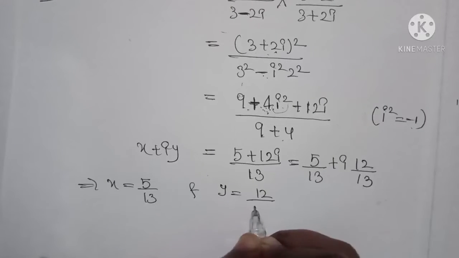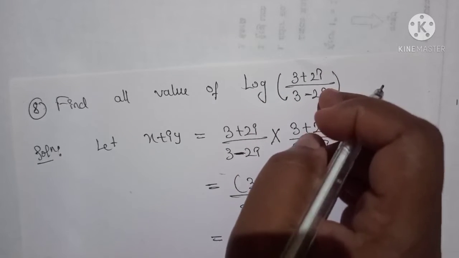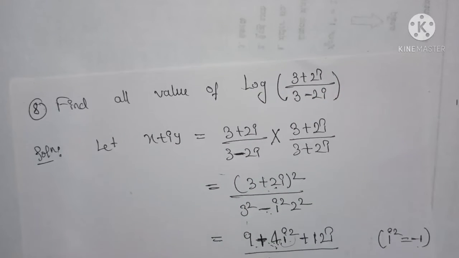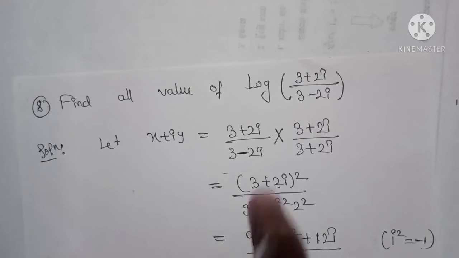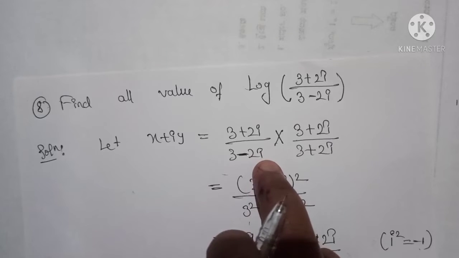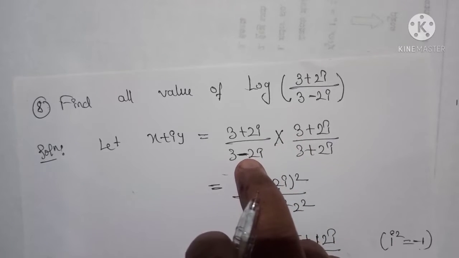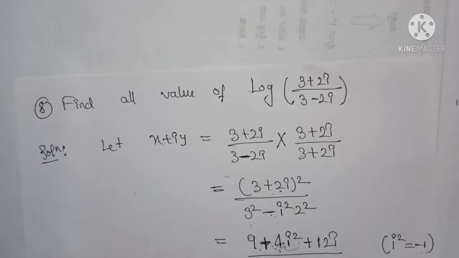So like this, if the given complex number is not in the x plus iy form, then we should represent it in the x plus iy form by multiplying the denominator by a quantity equal to the conjugate of the denominator. So we divide and multiply.